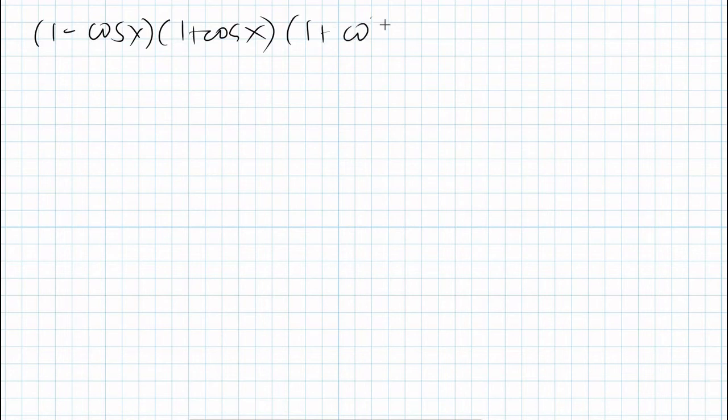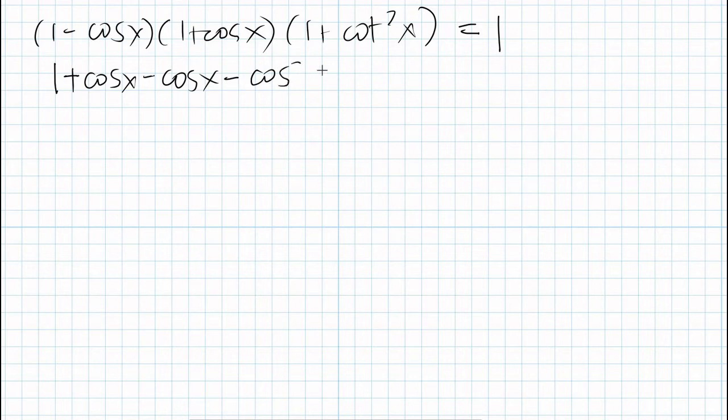Now let's go to the third one. That's 1 minus cosine x times 1 plus cosine x times 1 plus cotangent squared x equal to 1. 1 minus cosine x and 1 plus cosine x, if we use FOIL, we will get 1 plus cosine x minus cosine x minus cosine squared x. And then cosine x zeroes out, so that leaves us with 1 minus cosine squared x times 1 plus cotangent squared x.